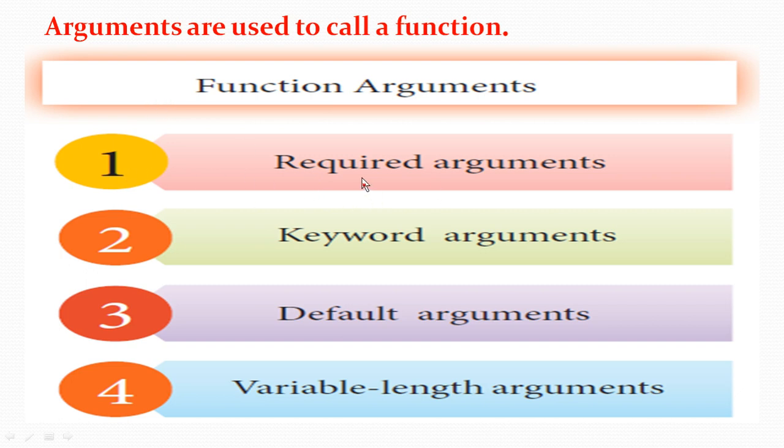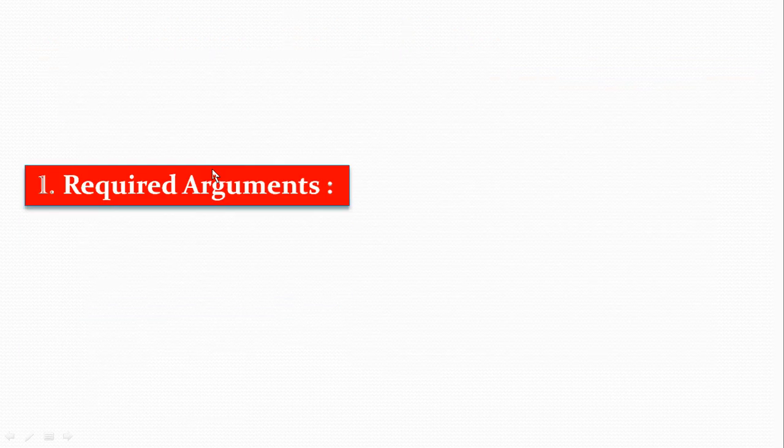First one, required arguments. Second one, keyword arguments. Third one, default arguments. Last and final one, variable length arguments. There are 4 types of function parameters or function arguments: required arguments, keyword arguments, default arguments, and variable length arguments. It may be asked for 2 more questions.